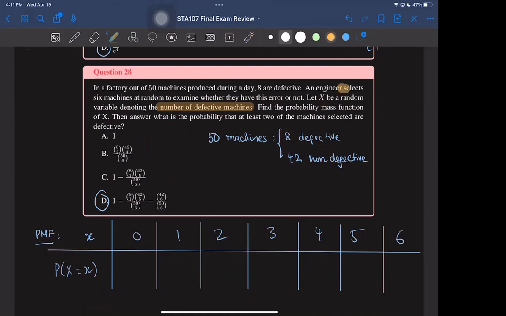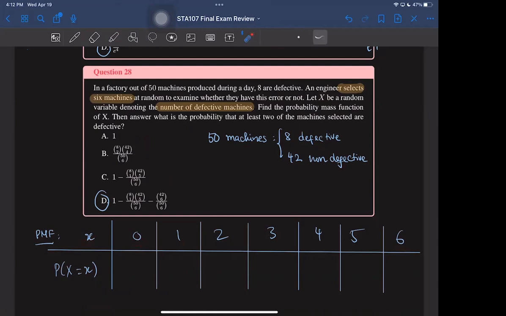And we select 6 machines at random to check whether they have errors or not, which means the minimum number of defective machines is 0, where none of the machines is defective, and the maximum is 6 because the engineer selects 6 machines. So at most, in the worst case, all of the 6 machines are defective. So we construct a table. X can take on values 0, 1 up to 6.